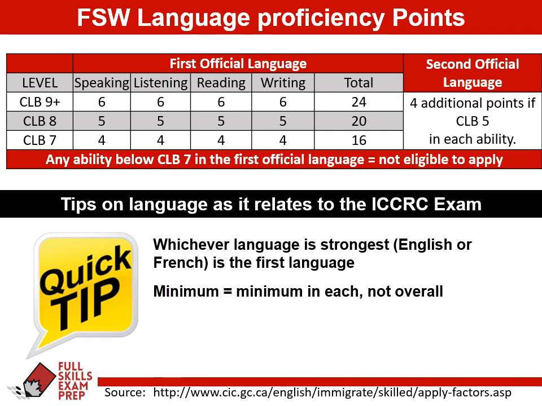All right, so just like I said before, in this case here with the Federal Skilled Worker Program, you're looking at the minimum. Now, the minimum required in this is a CLB 7. If a person has a CLB 6 in anything in that first language, then they do not meet the requirements of the Federal Skilled Worker Program. So it's not the overall score. It is each individual score.